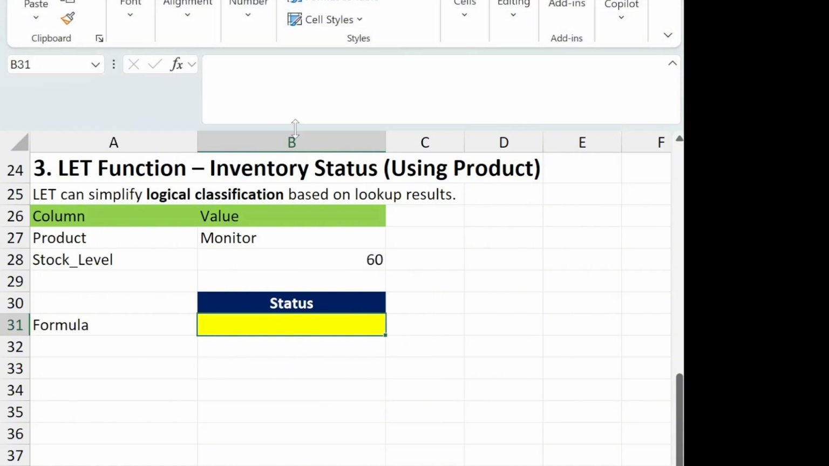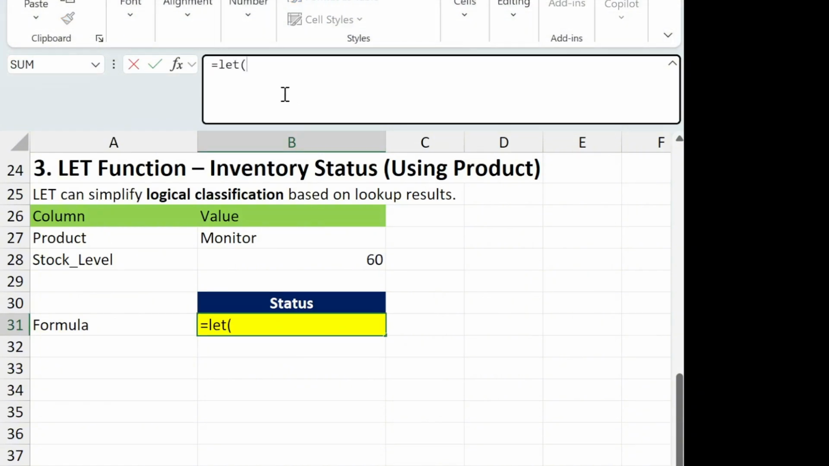In the third demonstration, we determine whether a product is in stock. In cell B27, we have the product name Monitor. In cell B28, we retrieve the stock level using XLOOKUP. The LET formula is placed in cell B31. The formula stores the product name, retrieves the stock level, and evaluates whether the quantity is greater than 0.